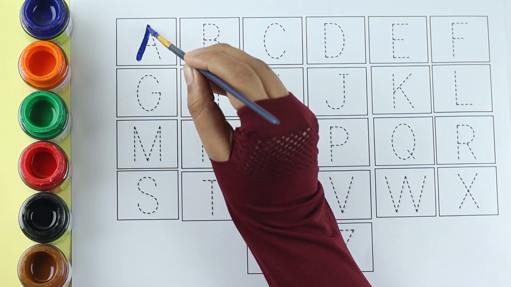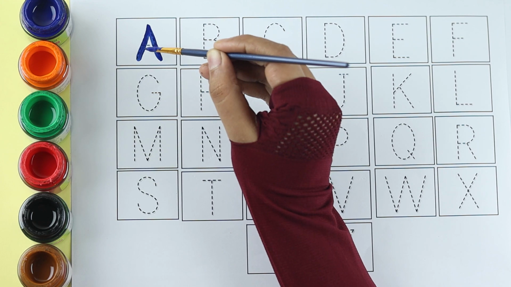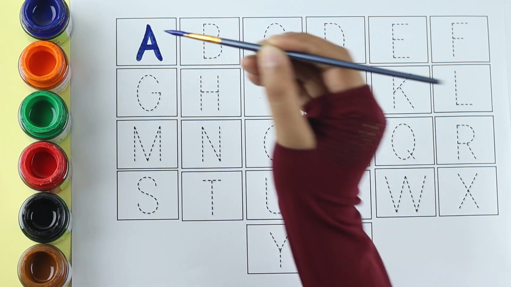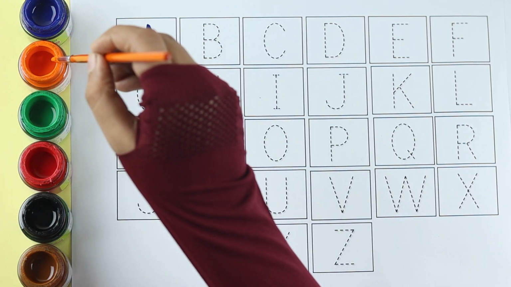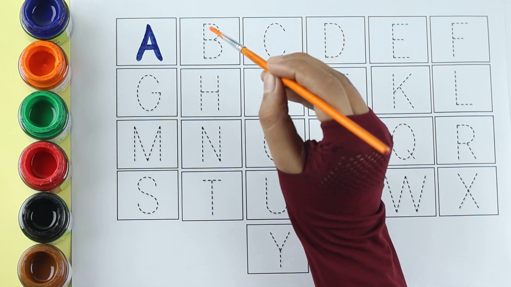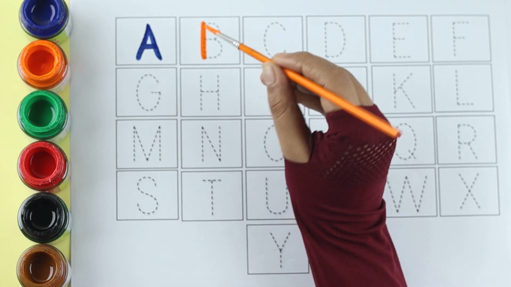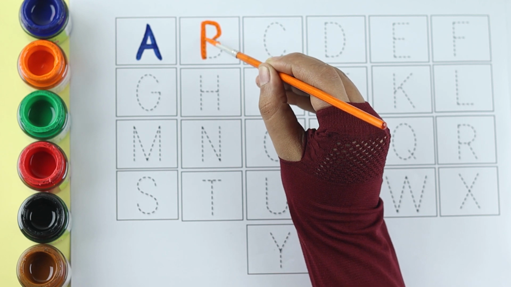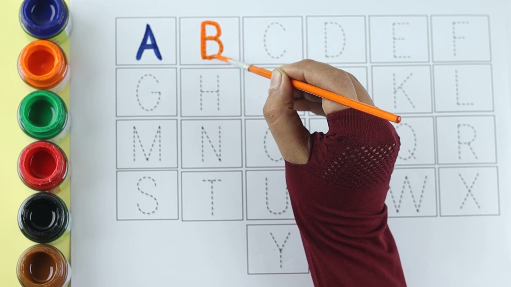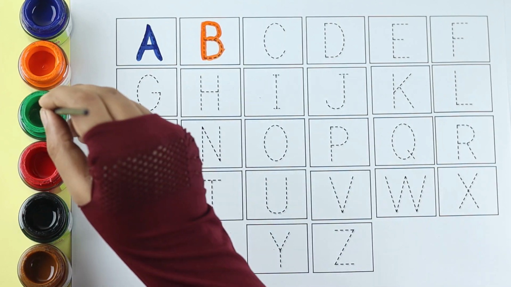A for apple. Orange color. B for ball. Green color.